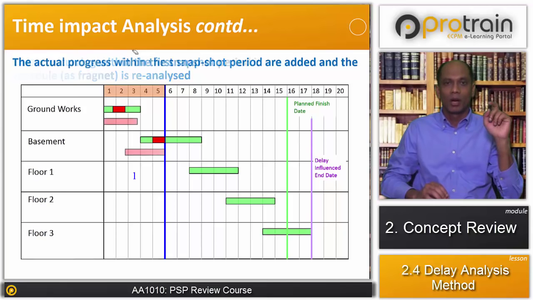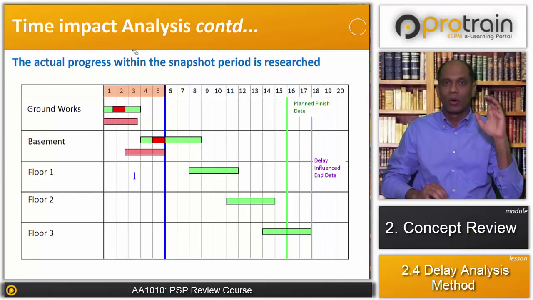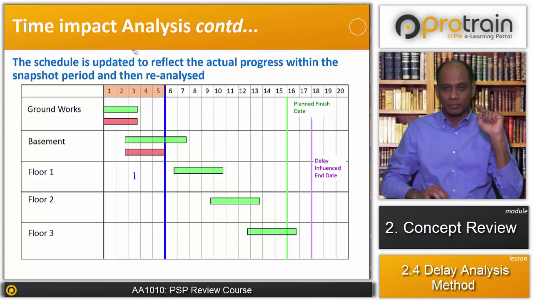Okay. Now let's go ahead and talk about the second snapshot period. In the second snapshot period, delays are occurring here, and in order to do the analysis for the second snapshot period, we have to take the as-built schedule for the second snapshot period. The bars in the red color show the as-built schedule for the second snapshot period, and we see that in the as-built schedule the completion date was on the 17th month.